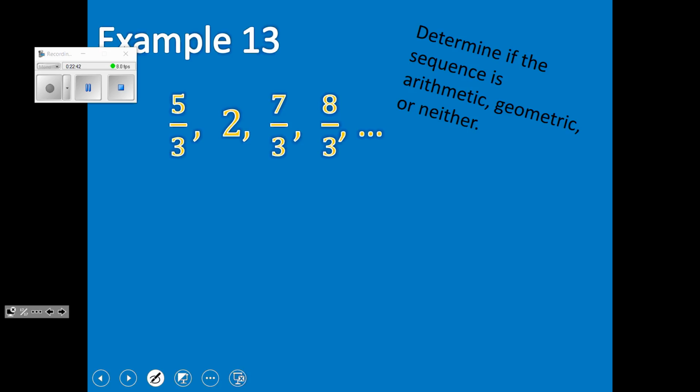Jody, arithmetic, geometric, or neither? The first one, arithmetic. Very good. What's the common difference? 1/3. Okay, any questions about that? So we would say this is arithmetic.